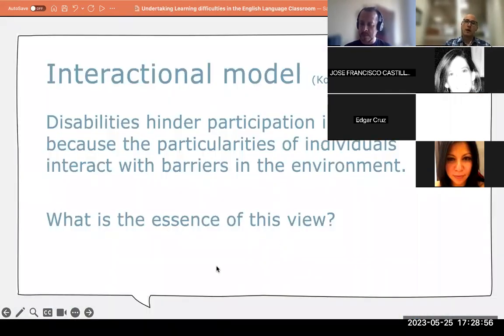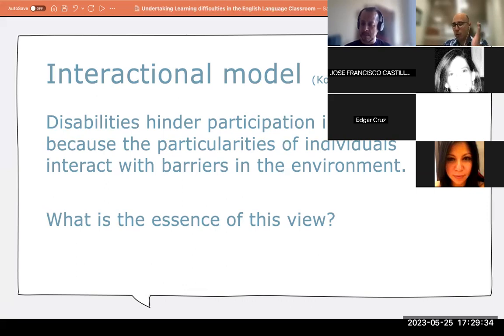Another one, and the one that Judith Kormos proposes, or the one she adopts, I should say, is the interactional model. And in this one, disabilities hinder participation in society because the particularities of individuals interact with barriers in the environment. Wait a minute, let me read that again. Disabilities hinder participation in society because the particularities of individuals interact with barriers in the environment.